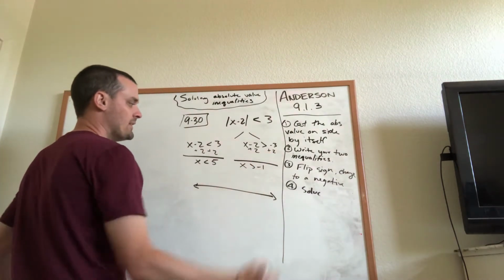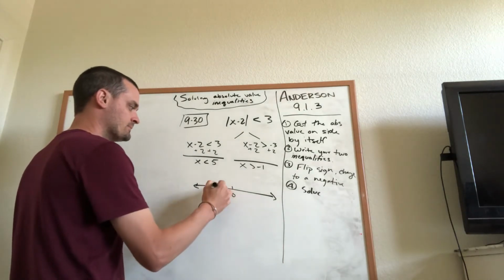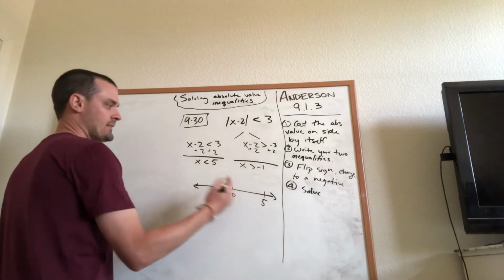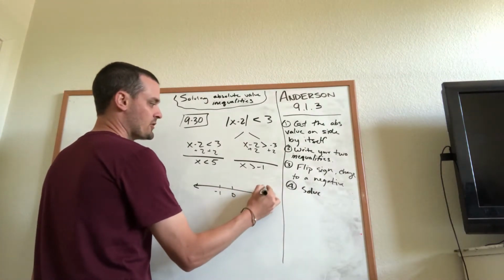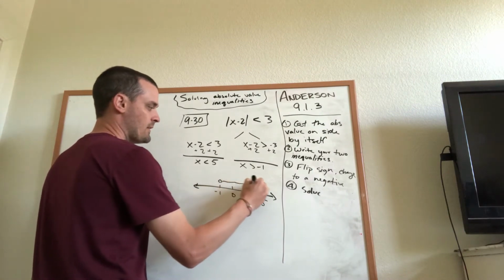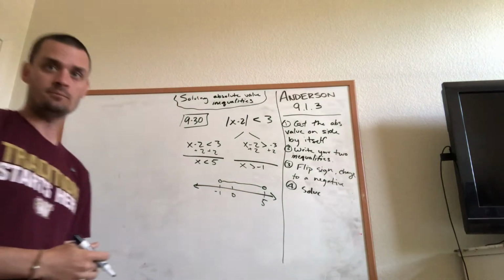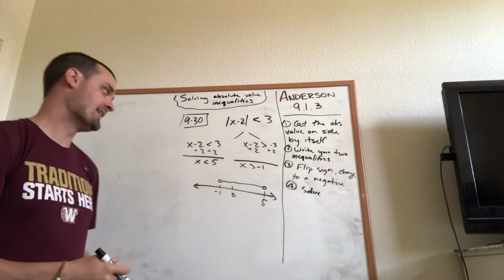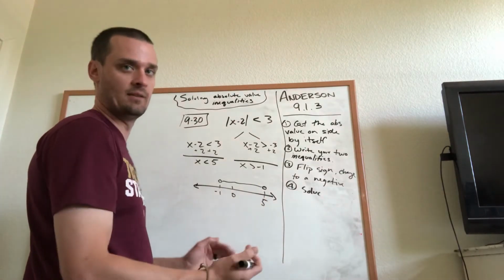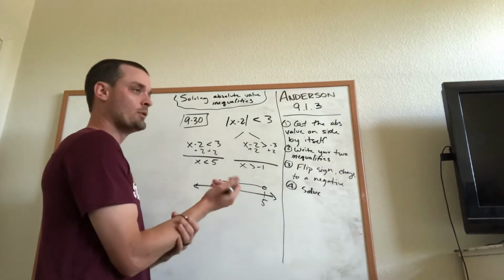So on a number line, x is less than 5, it's going to be an open circle, it's going to the left. Over here, it's greater than. So we end up getting a number line that looks like this, basically stating any number between negative 1 and positive 5 is going to be in the solution.